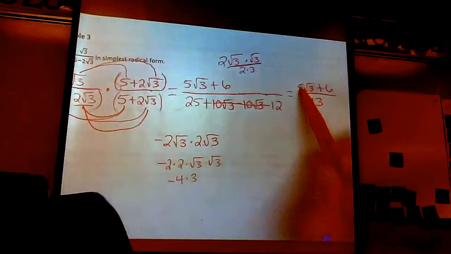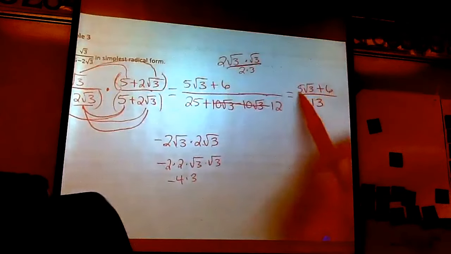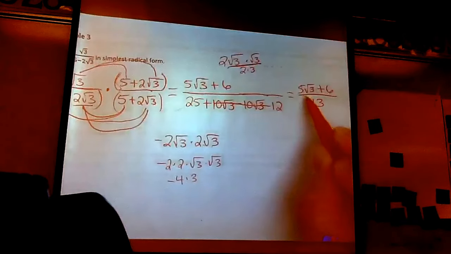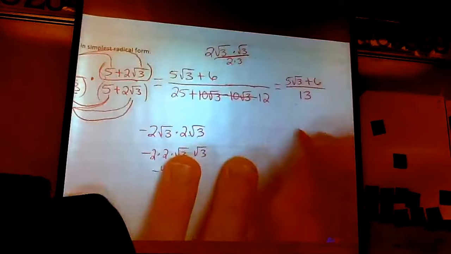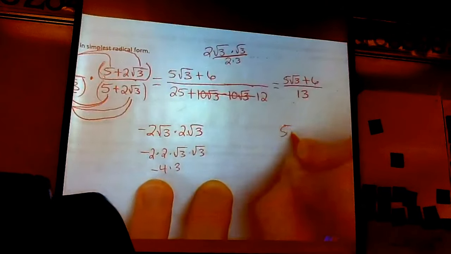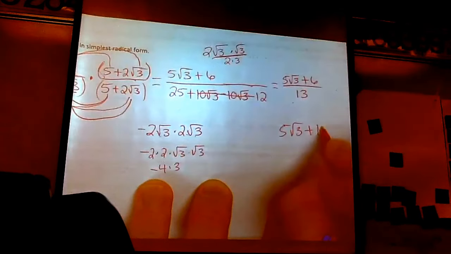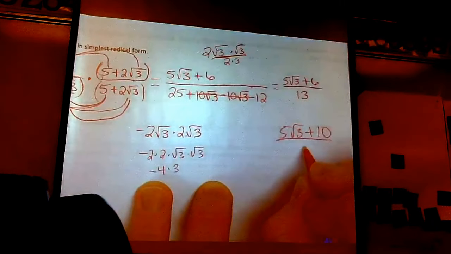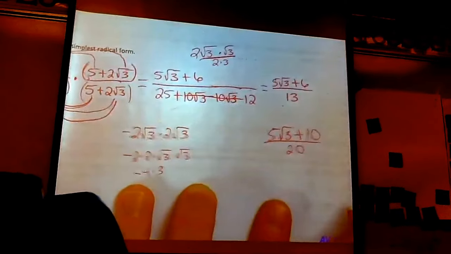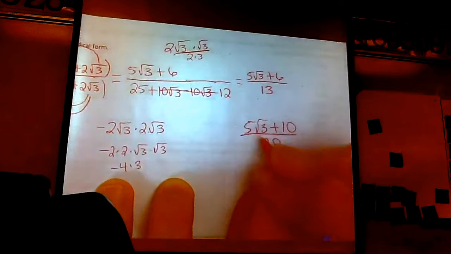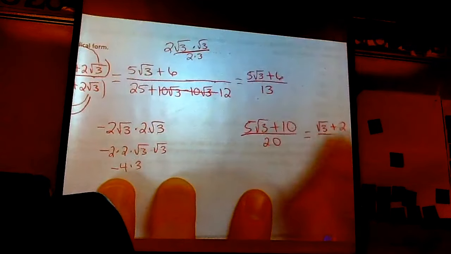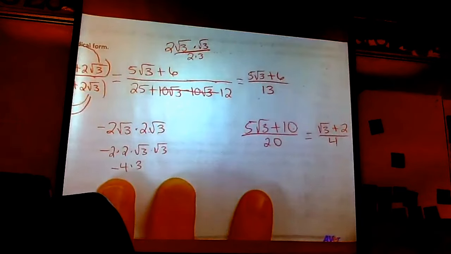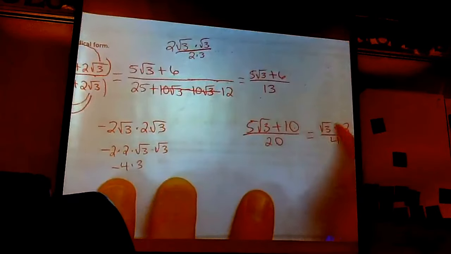If you could simplify this one, you can't, because 5, 6, and 13 don't have anything in common. But if say your answer came out to like 5 square root of 3 plus 10 over 20, you could simplify that. Divide all of those by 5, so you'd have square root of 3 plus 2 over 4. Which would be simplified, right?